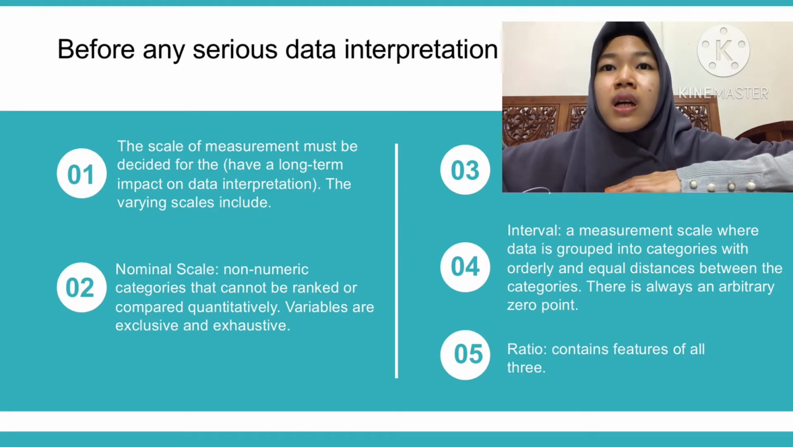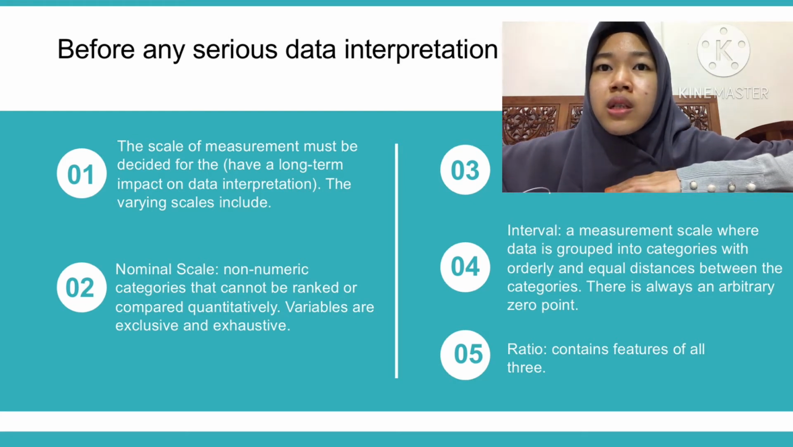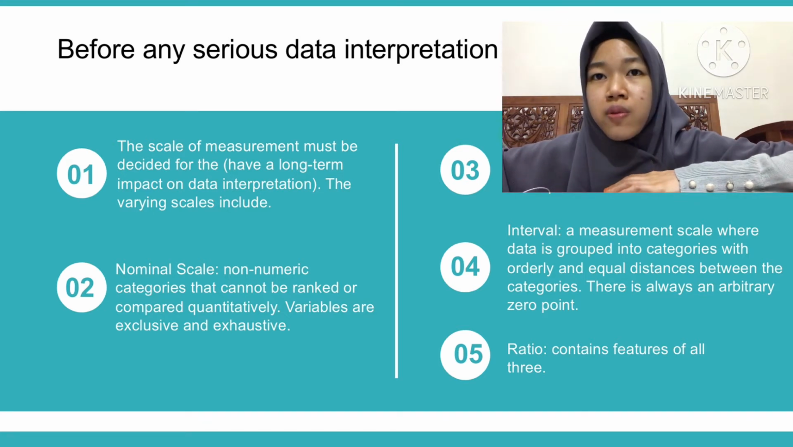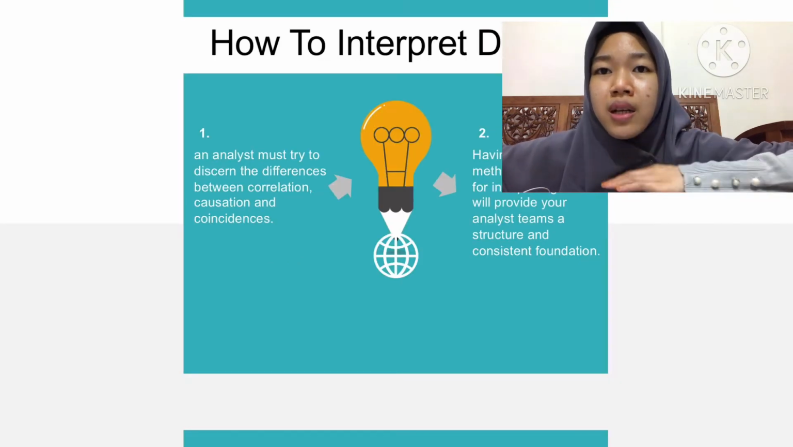The interval measurement scale, where data is grouped into categories with orderly and equal distance between the categories. There is always an arbitrary zero point. The next is ratio, which contains features of all the three. Go on to the next slide, which is how to interpret the data itself.